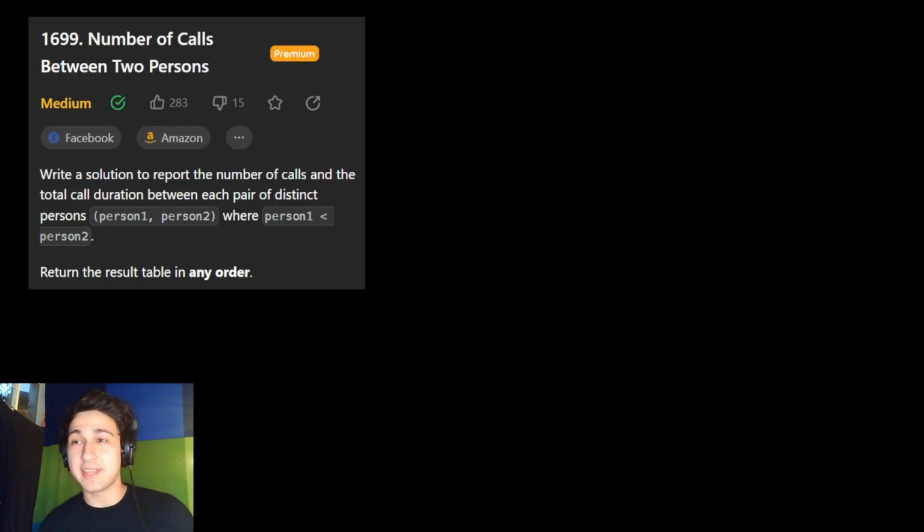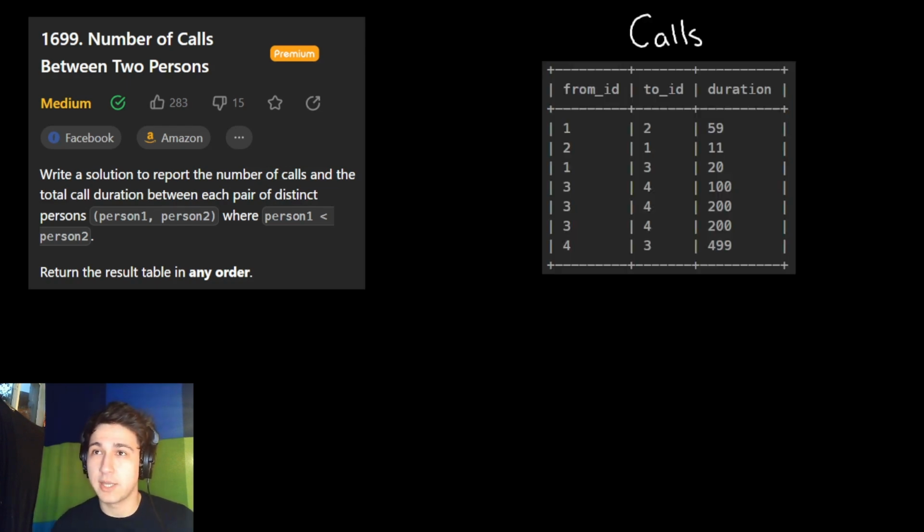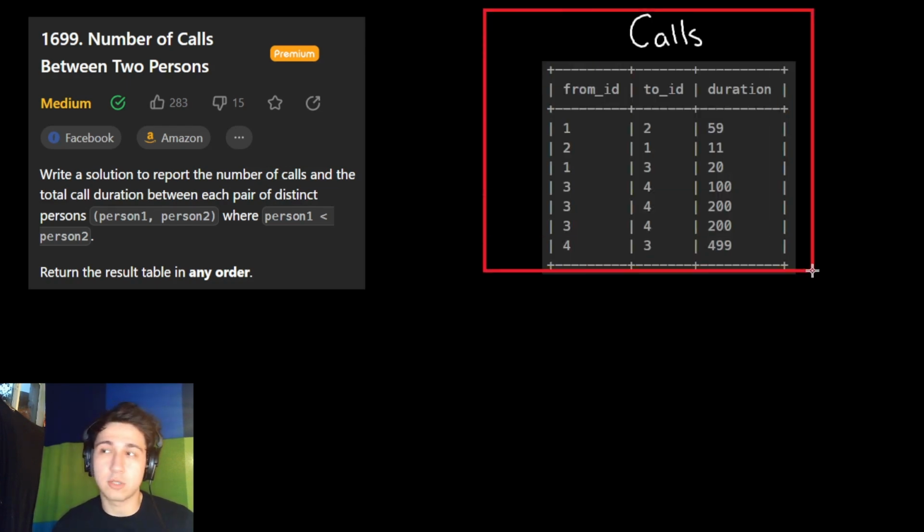Hello, today we are on the 19th question of the LeetCode Advanced SQL 50 list. This is number of calls between two persons. Now they give us one table for this question. It's this table called calls here.